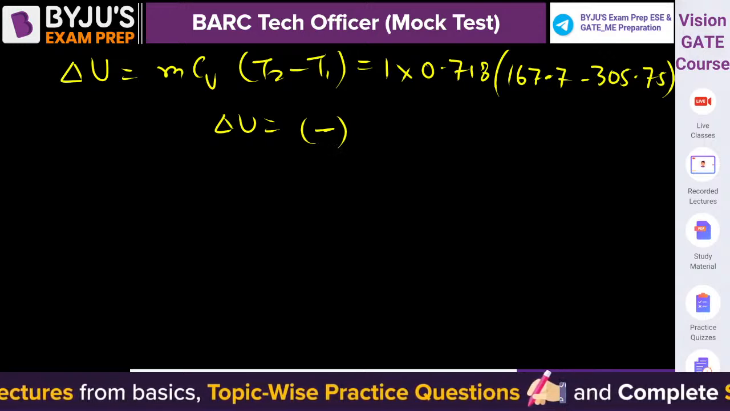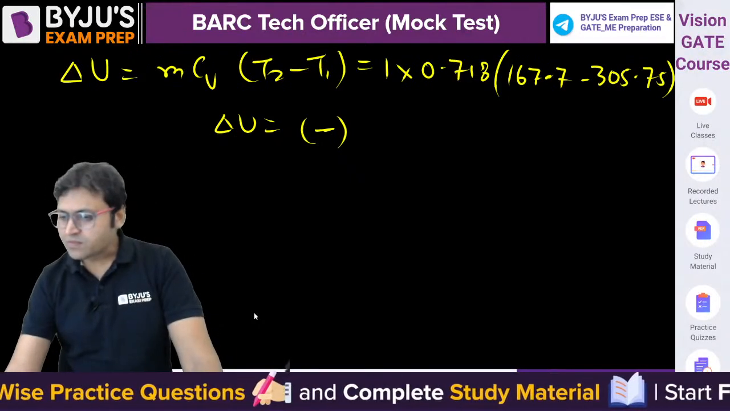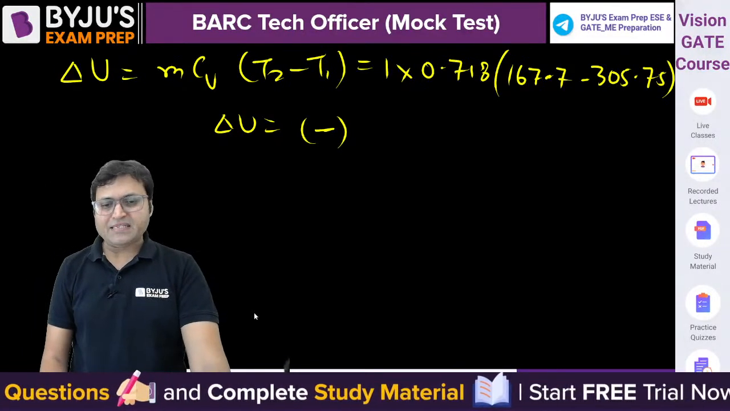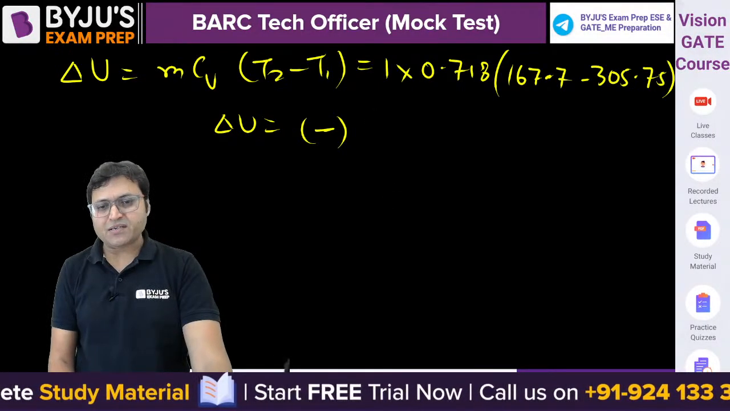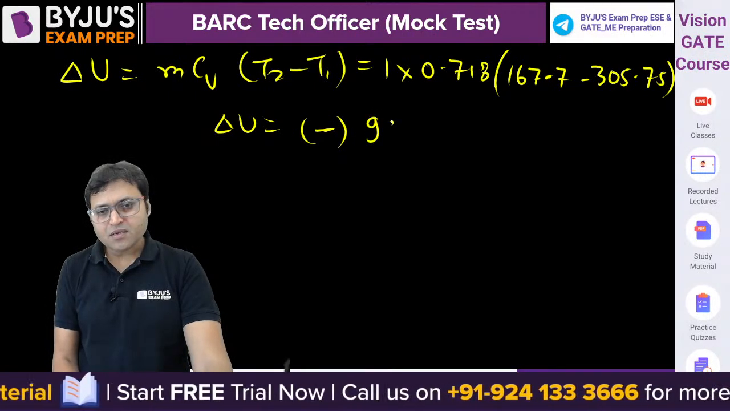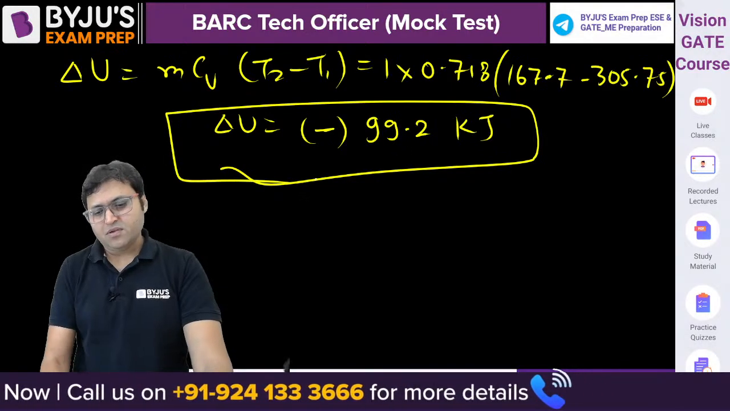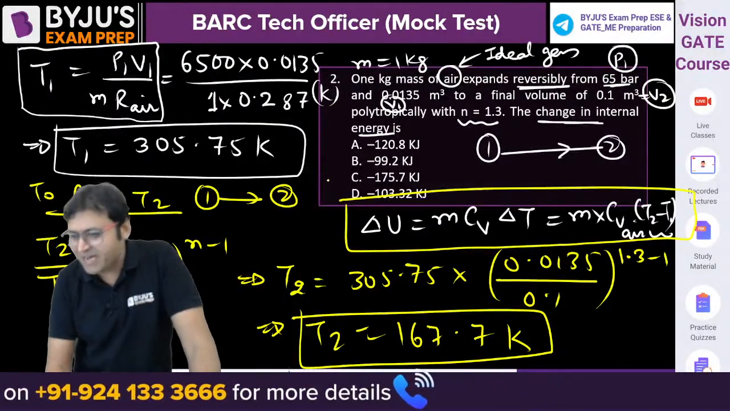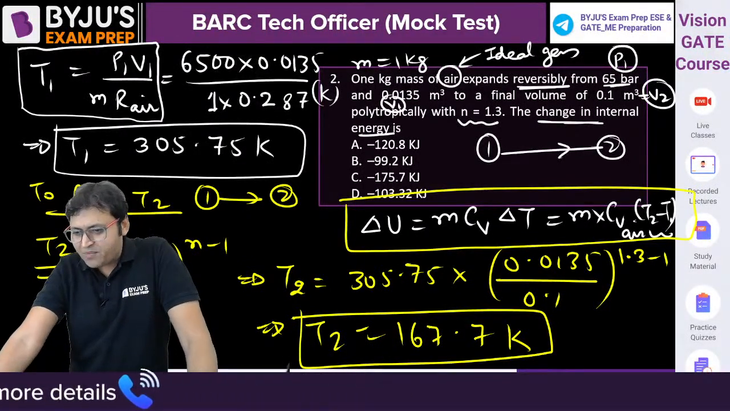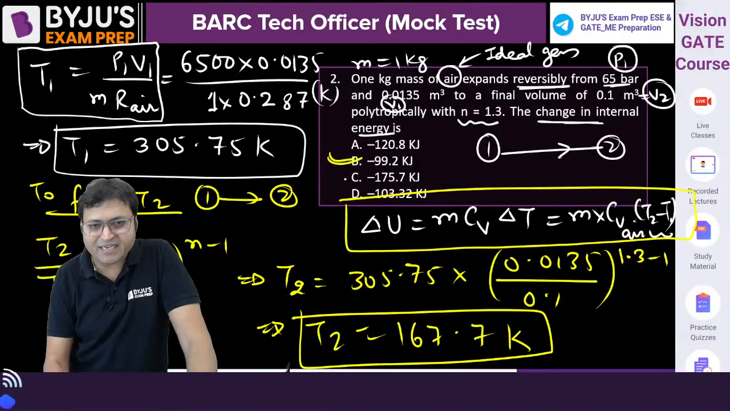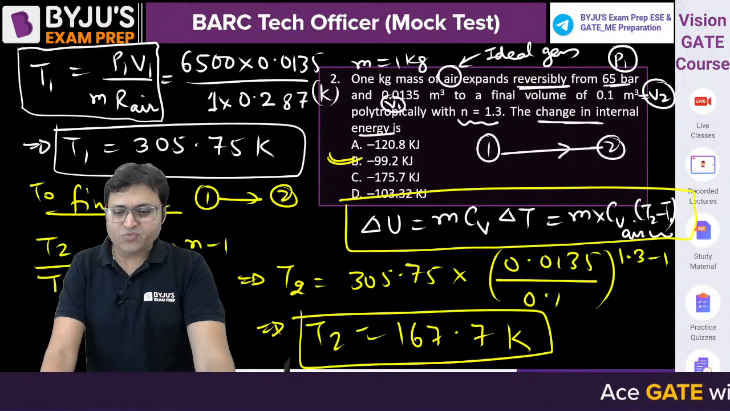Can you solve for delta U? Are you getting minus 99.2 something kilojoule? Minus 99.2. B will be the answer. Yes, very nice, Neeraj, Tushar, Maniket. B will be the correct answer. Question number 2, B will be the answer. Let us move to the next one.